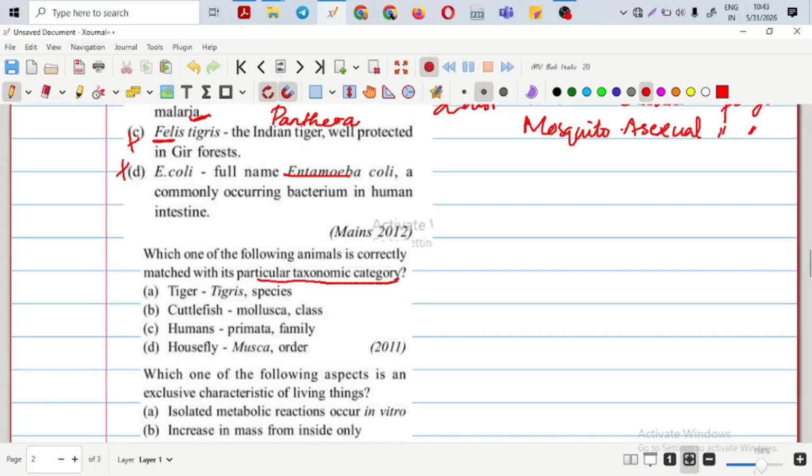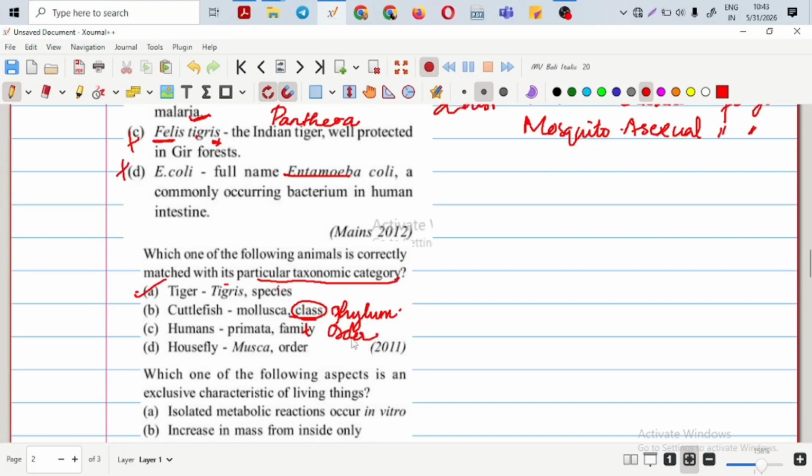Okay, one, tiger, Tigress species. Yes, Panthera tigris. We already went through that question here. Okay, so this is true. The second one is cuttlefish, Mollusca, class. See, actually Mollusca is not a class. Mollusca is actually a phylum. We all know. Humans, Primata, family. Primata is not the family, it is the order.